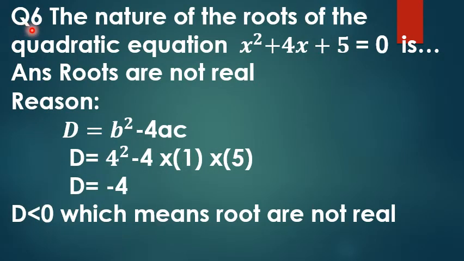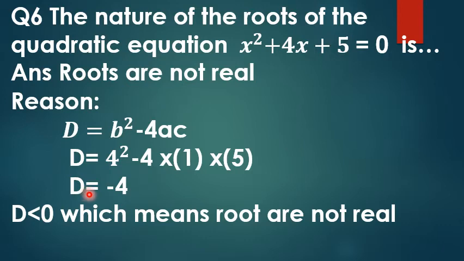Let us come to question number 6. The nature of the roots of the quadratic equation x square plus 4x plus 5 equals 0 is dash. Here we have to find the nature, so we have to find the discriminant, because only by finding the discriminant can we find the nature of a root. Our discriminant is given by D equals b square minus 4ac. On putting the values of a, b, c and solving, we get D equals minus 4.